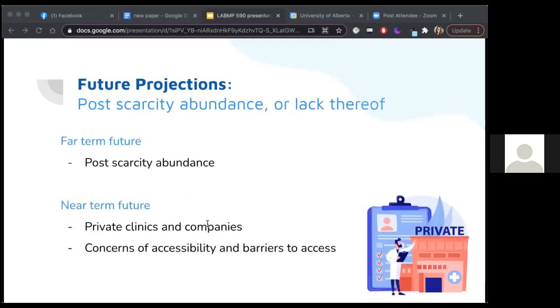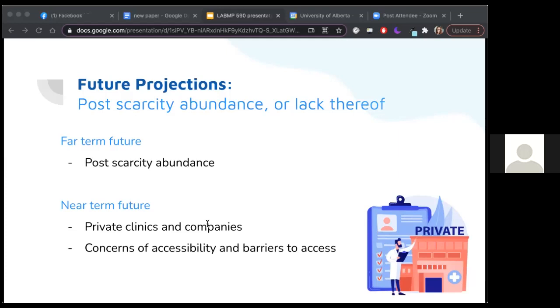The second future projection is one of post-scarcity abundance or lack thereof. Post-scarcity abundance refers to a predicted far-term future scenario where most goods are in abundance and the needs of all are met. This may be applied to 3D bioprinting, where technology will become so cheap and commonplace, and AI and robotics will become so advanced that organs can be printed in abundance for little to no cost for patients with minimal human involvement.